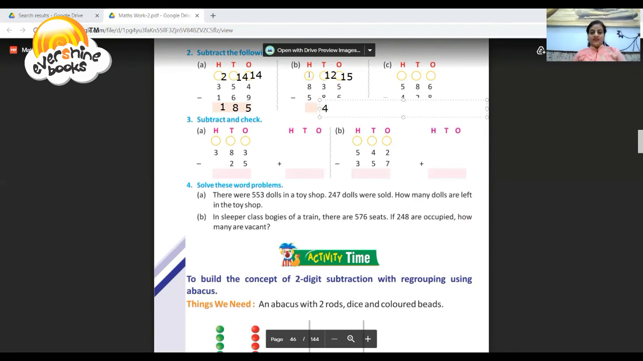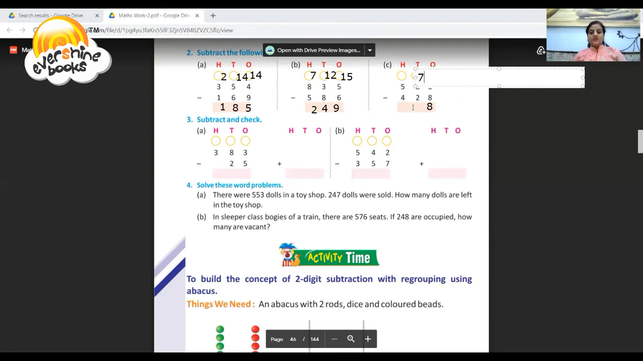Next it is 7 because it has given one digit. The before number is 7. 7 minus 5 is 2. Next is 6 minus 8 is not possible because it is bigger. It will be 16. 16 minus 8 is 8. And it will be 7.